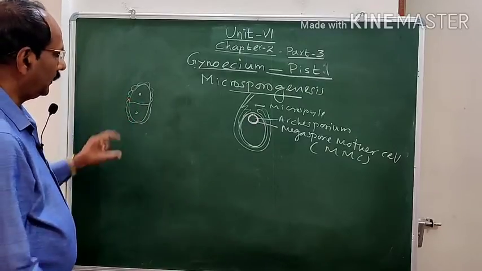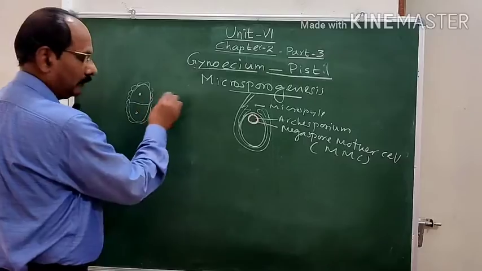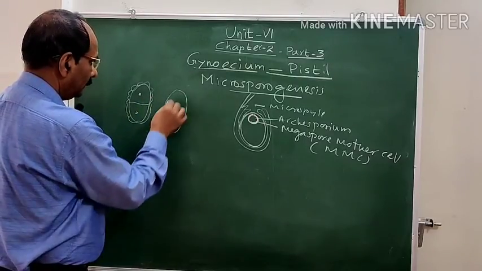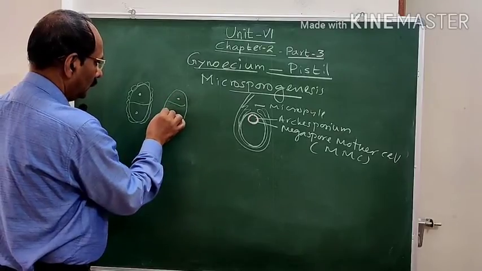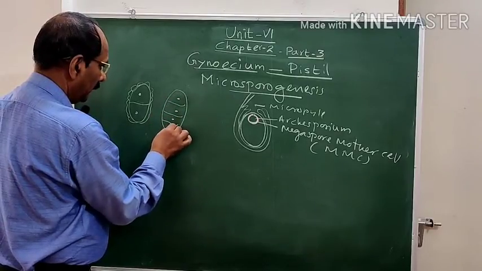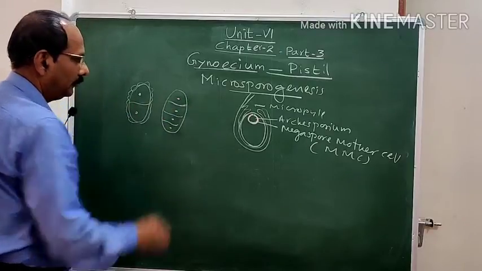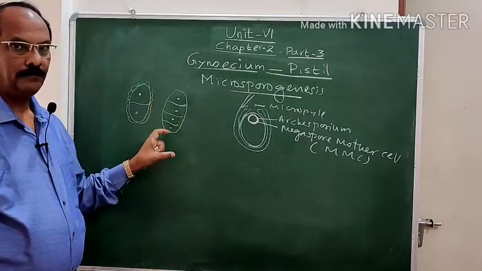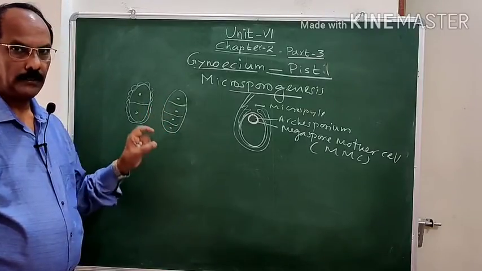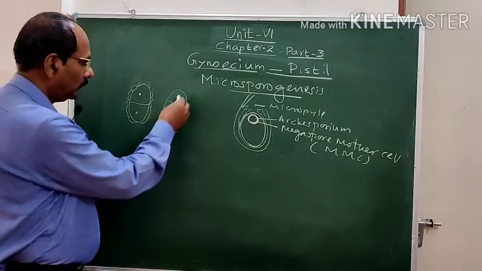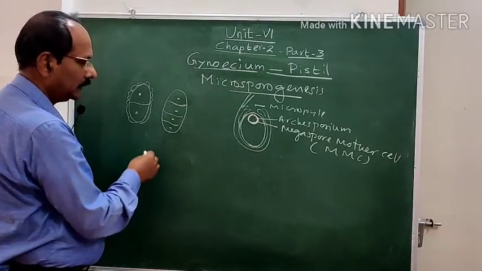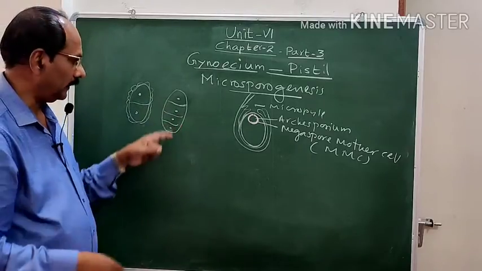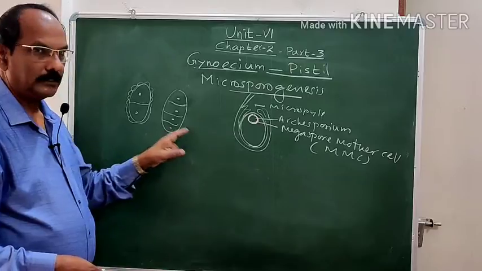Then again each one divides and produces 4 cells by the second meiotic division. It is producing like this. This is one cell, this is another cell, third and fourth. So 4 cells are produced by the meiosis. The product of the meiosis is 4 cells, each containing the haploid number, or n number, of chromosomes. The 4 cells are linearly arranged one above the another, so it is known as a tetrad condition.